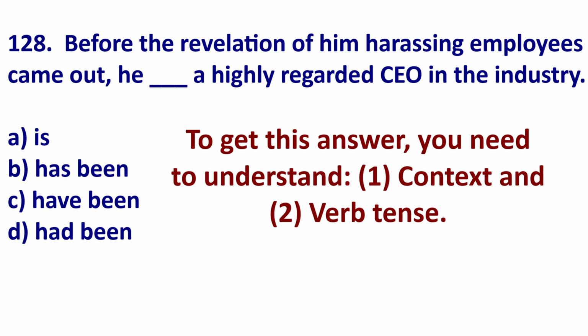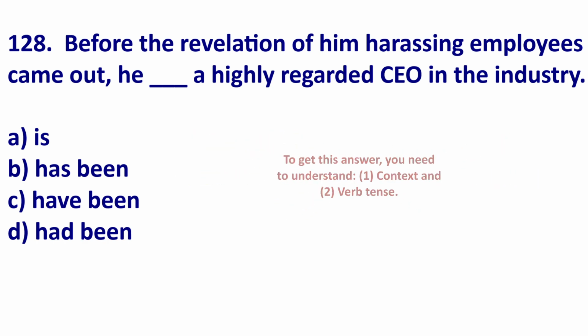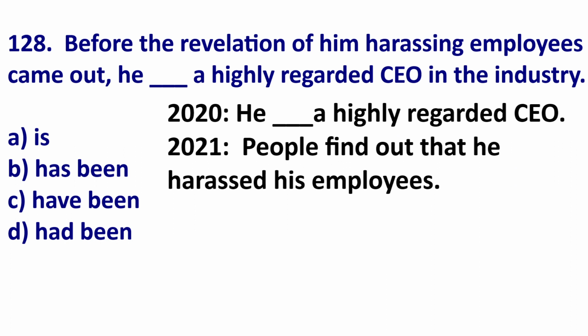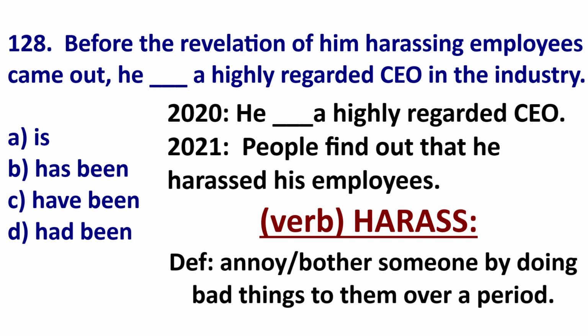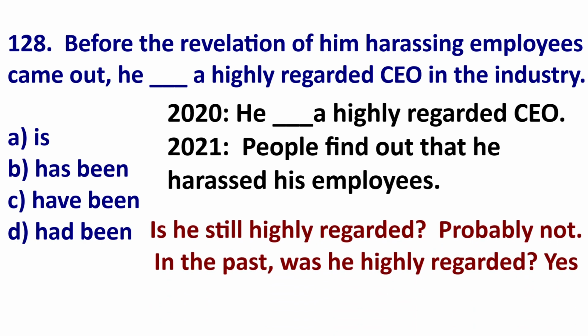Okay, this is about context and verb tense. Let's imagine this. He blank a highly respected CEO. Okay. We find out he harassed employees, so he treated them poorly, emotionally treated them badly, or he could even sexually harass someone, but he did something bad. So, is he still respected? Probably not. Was he respected? Yes, in the past. So we know that.